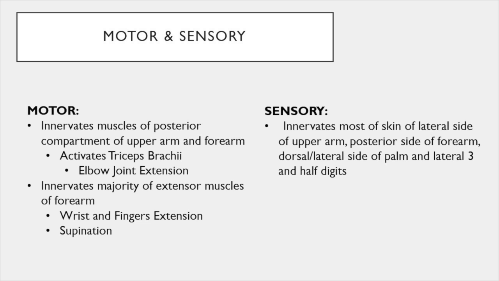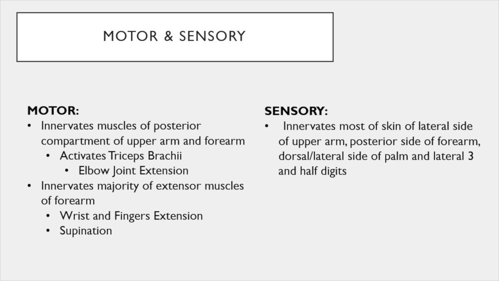In order to understand how injury to the radial nerve can impact function, we need to take a deeper look at the motor and sensory functions of the radial nerve. In order to help with muscle movement, the radial nerve innervates the muscles of the posterior compartment of the upper arm and forearm. This is done, for example, when it activates the triceps brachii at the elbow joint to help with extension. It also innervates the extensor muscles of the forearm to help with wrist and finger extension and supination.